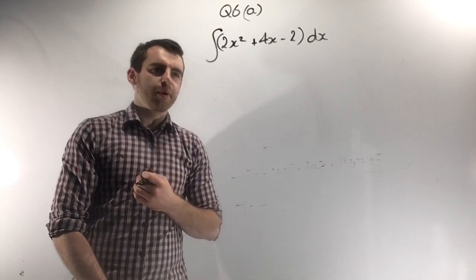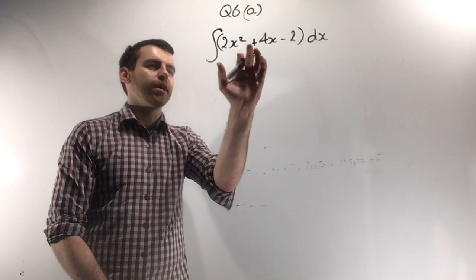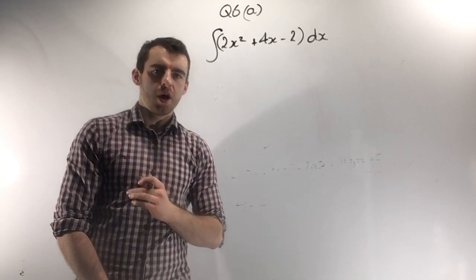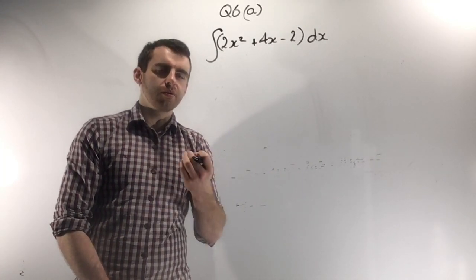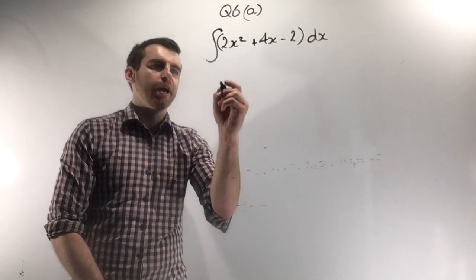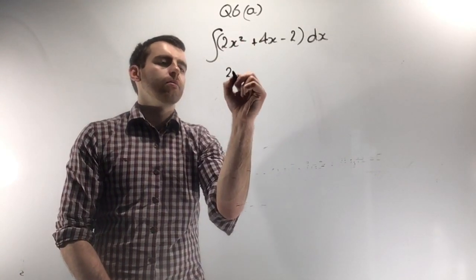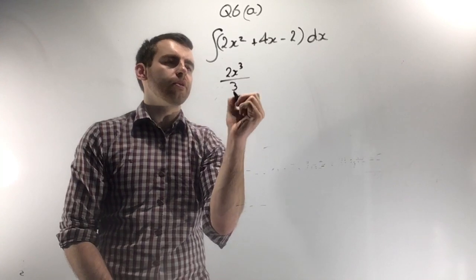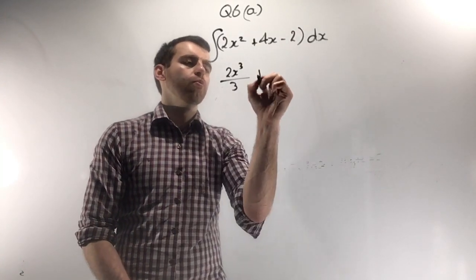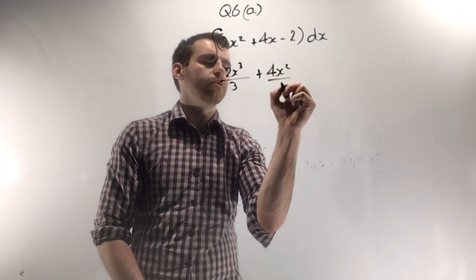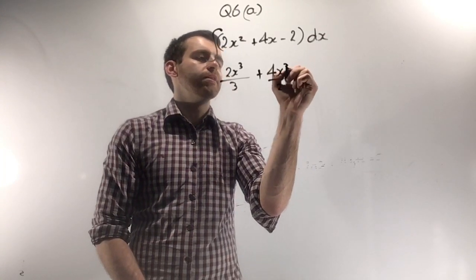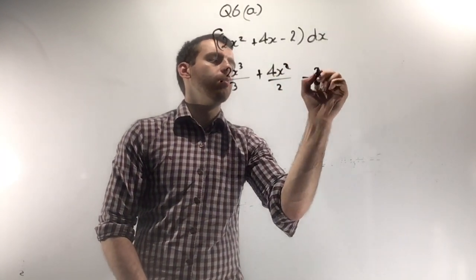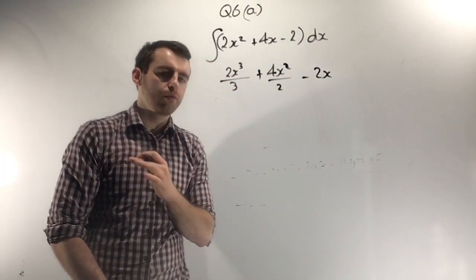The first one is very basic integration. You have to integrate 2x squared plus 4x minus 2. Remember that when you're integrating, you increase the power by 1 and divide by the new power. So 2x squared becomes 2x cubed divided by 3. 4x to the power of 1 becomes 4x to the power of 2 divided by 2. And minus 2 becomes minus 2x to the power of 1 over 1.